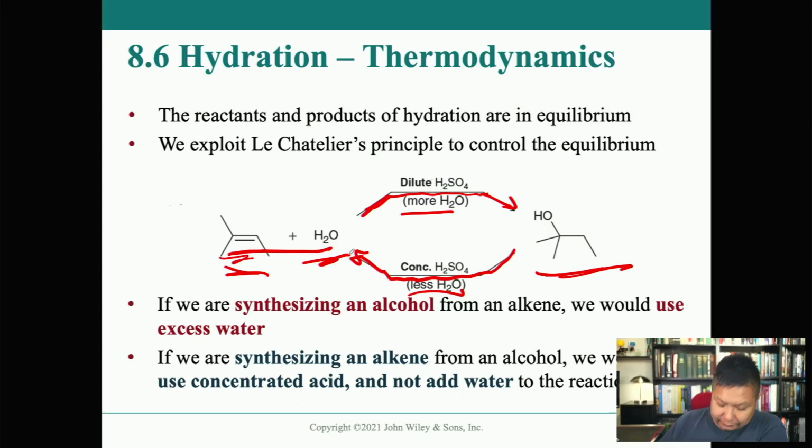Good stuff. So just to reiterate, if we are synthesizing an alcohol from an alkene, we can use excess water, which dilutes the acid. But if we're synthesizing an alkene from alcohol, we would use... Okay, that's correct. I thought I was saying it backwards. I gotta make sure of these things.